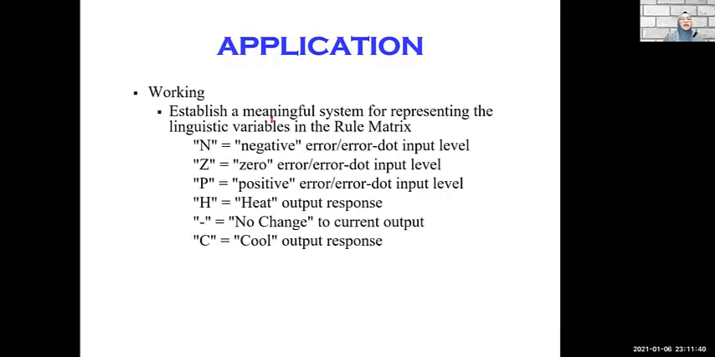So establish a meaningful system for representing the linguistic variables in the rule matrix. N means negative, so negative error input level. Z is zero error, or error dot input level. Positive. H is heat, dash is no change, C is cool. This is the output.